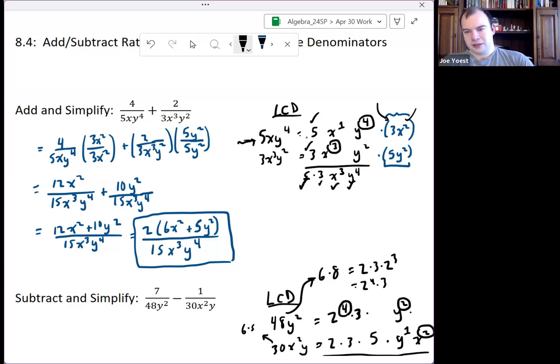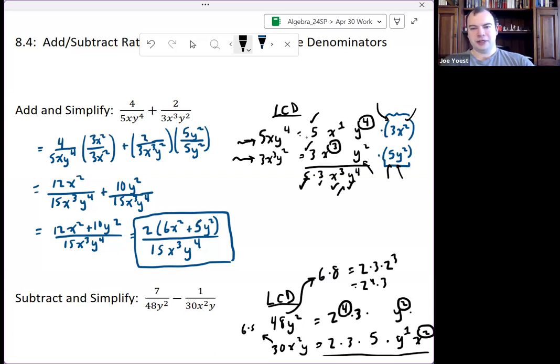Similarly, for the second denominator, 3x cubed y squared, it needs a 3, it has a 3. It needs a 5, it doesn't have a 5, so we need to supplement with a factor of 5. It needs 3 factors of x, it has 3 factors of x, good there. It needs 4 factors of y, it only has 2. It needs to pick up 2 more. So 3x cubed y squared needs to be multiplied by 5y squared in order to make the lowest common denominator for that one.